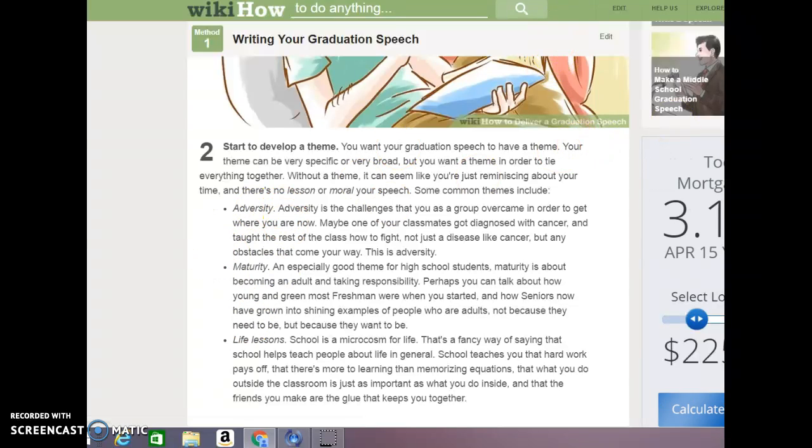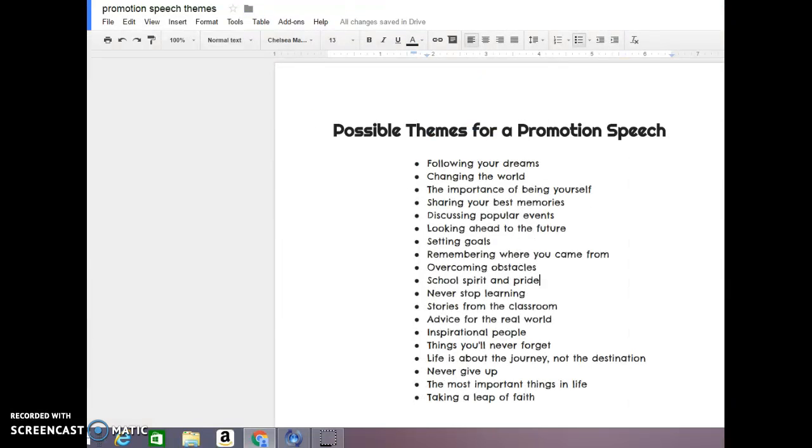I think the themes I gave you are much better. Let's look at the themes there. Following your dreams, changing the world, setting goals, looking ahead to the future, never stop learning. So whatever theme you pick, you're going to make sure that throughout your speech, you're talking about that theme for each of the parts.